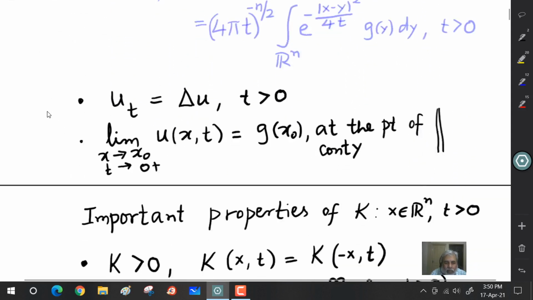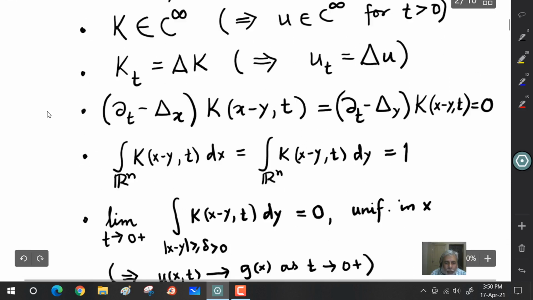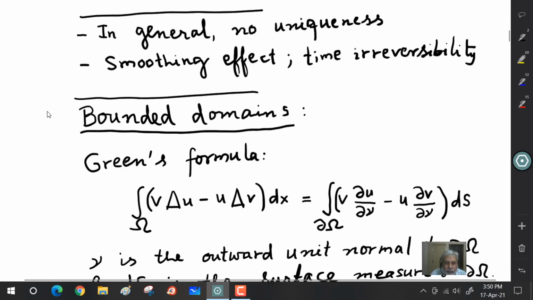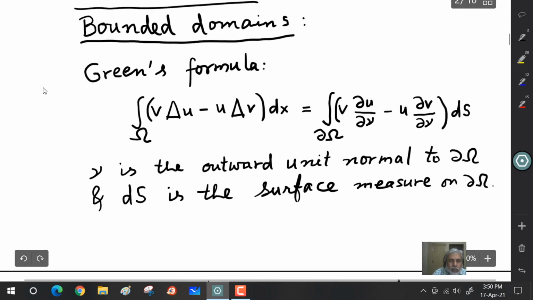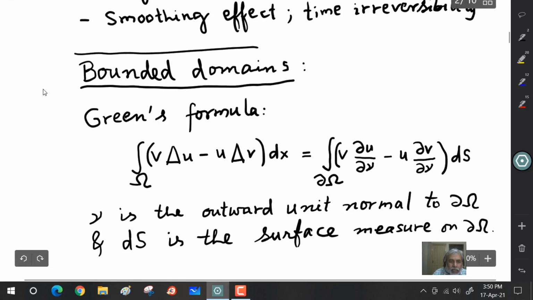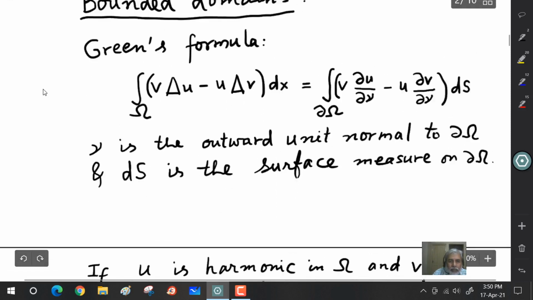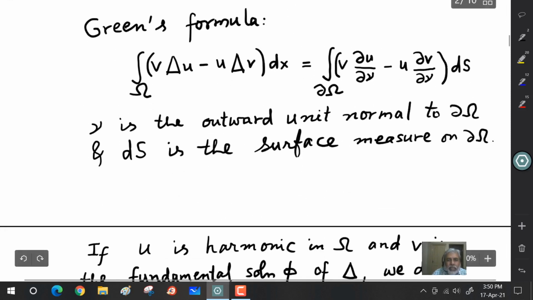So we can ask now the question, what about bounded domains? Okay, and let's go back a little bit for the Laplace equation. Okay, so recall this Green's formula.